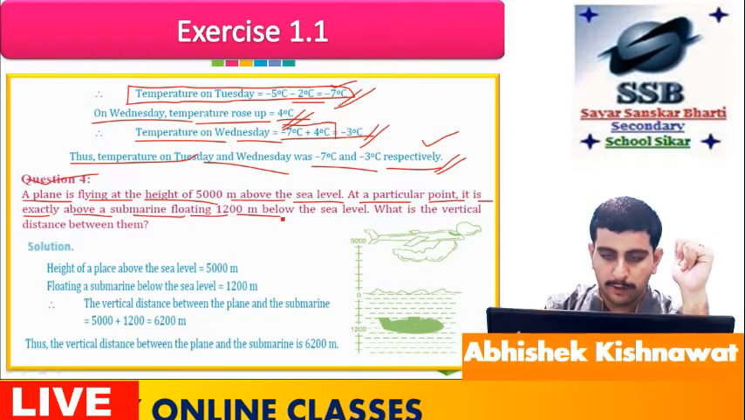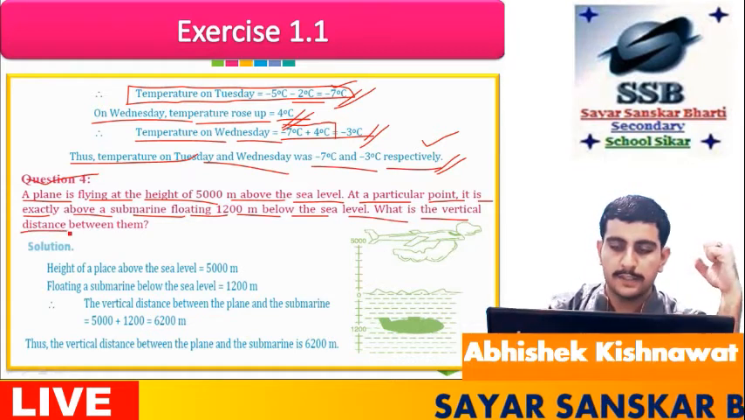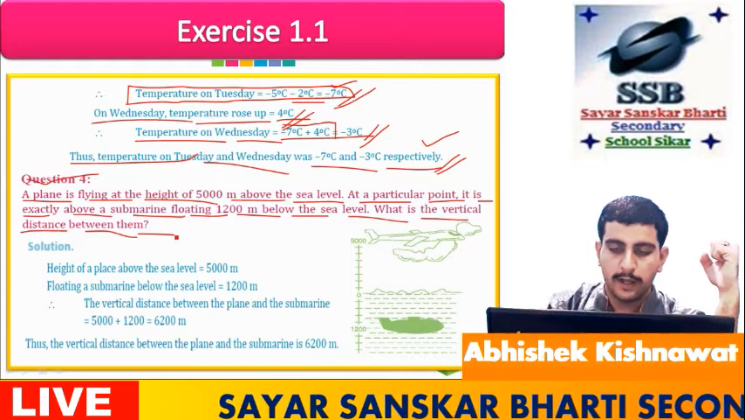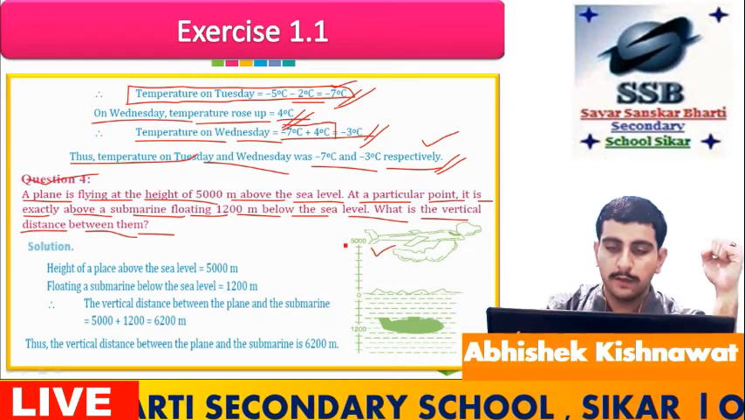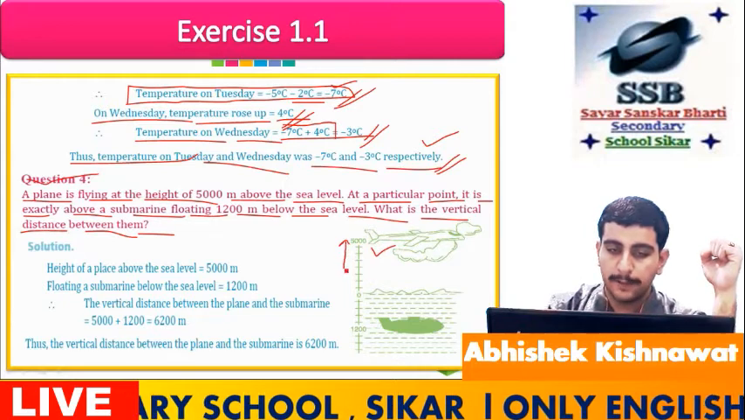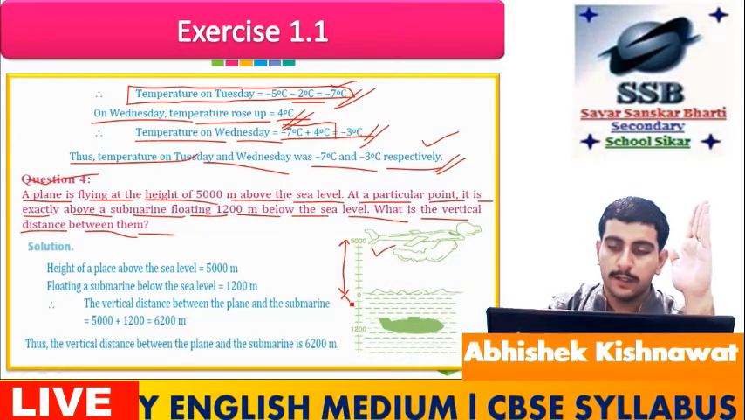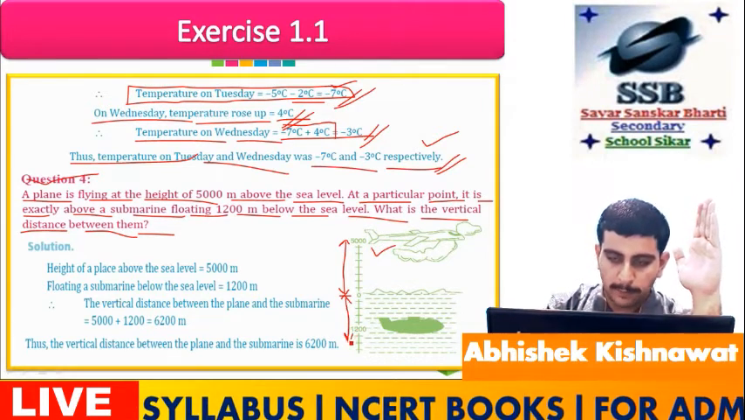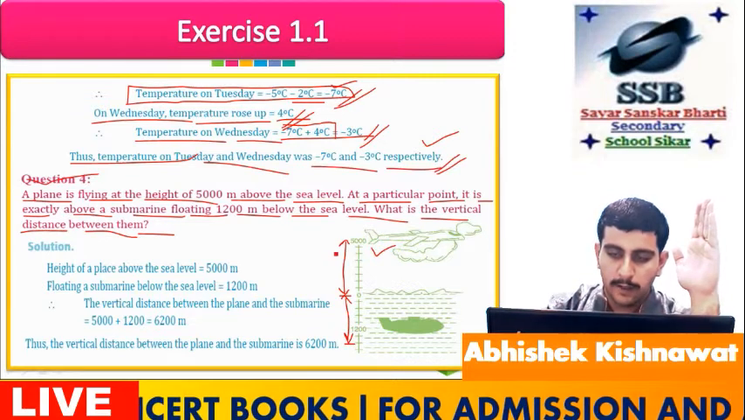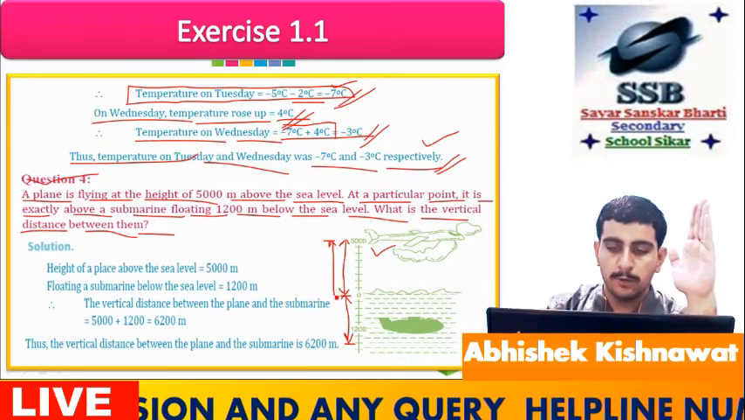So we have to find the vertical distance. Here is the zero level. You all can see on the screen. This is the sea level. Now when we go up, it will be 5,000 meters where the plane is flying, and when we go downside, there will be 1200 meters downside. There is a submarine. So we have to find the vertical distance. It means we have to add this distance. So what we get? 5,000 plus 1200 is equal to 6,200.